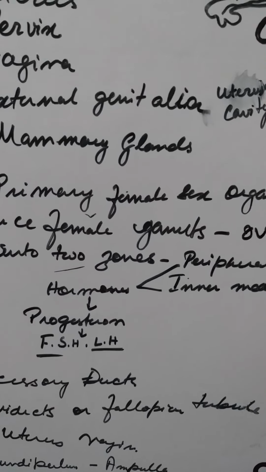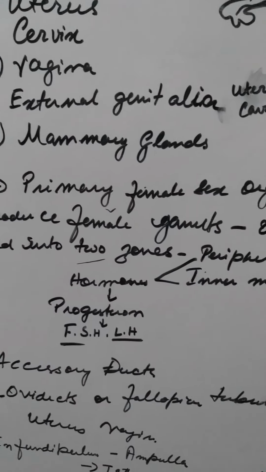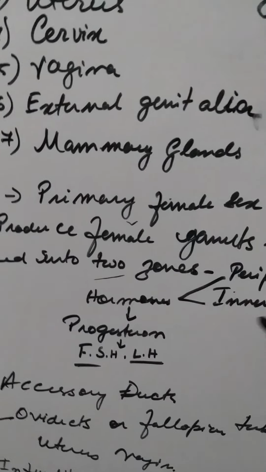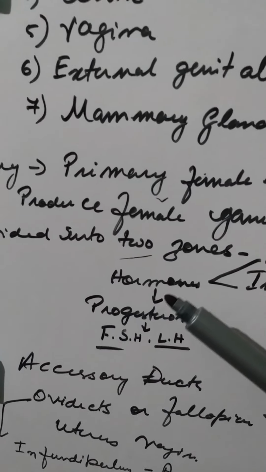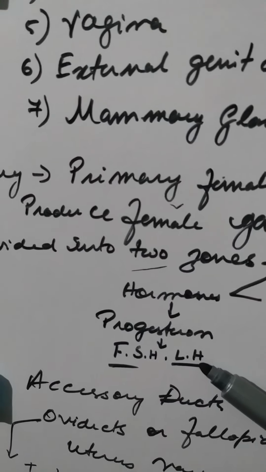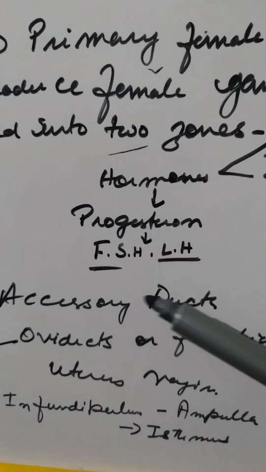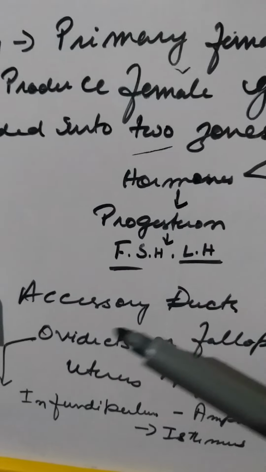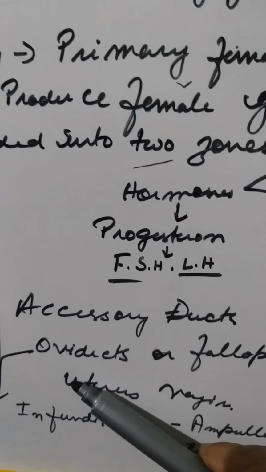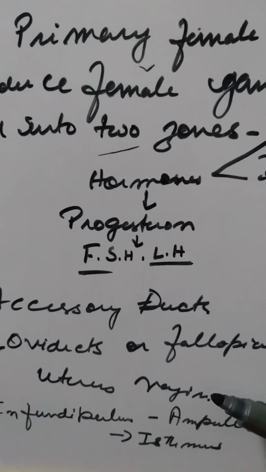One is the peripheral cortex and the other is the inner medulla. Now this peripheral cortex is the outer lining, and the inner medulla gives rise to the Graafian follicle, and they produce hormones also: progesterone, follicle stimulating hormone and luteinizing hormone. And the accessory ducts: what is a duct? Ducts and tubules, known as the oviducts or fallopian tubes, and the uterus and the vagina. Okay, so these are basically the different parts.